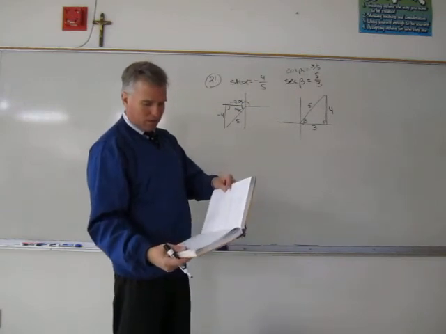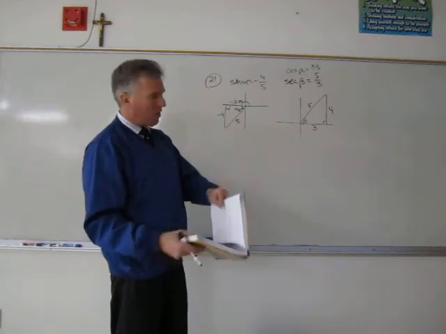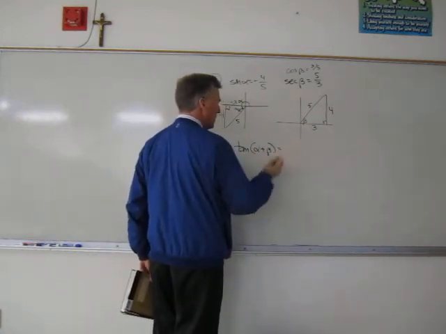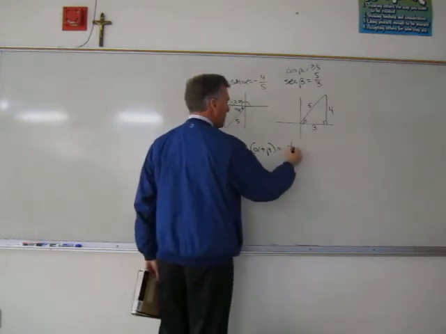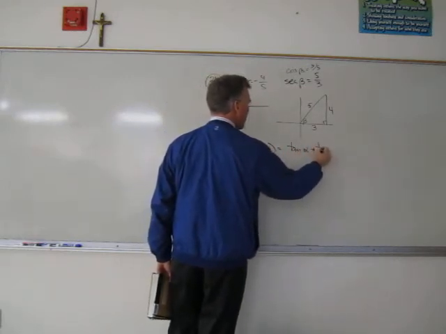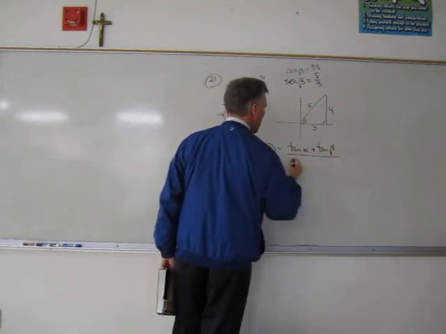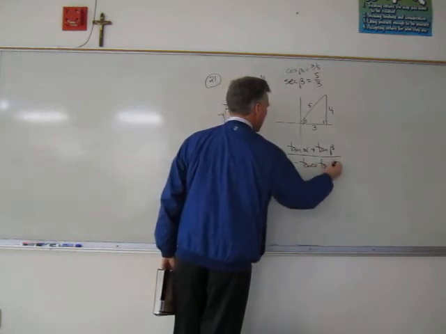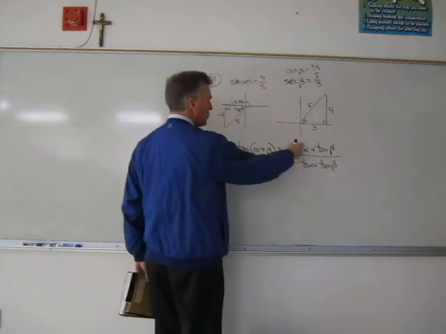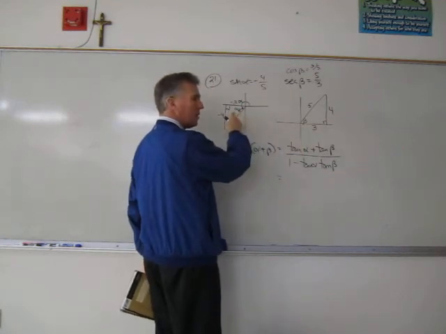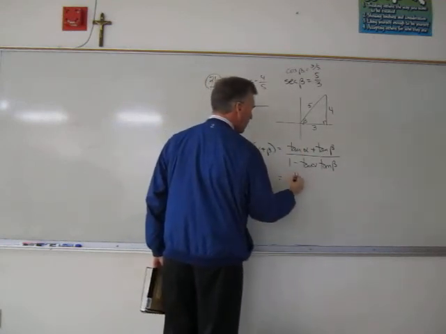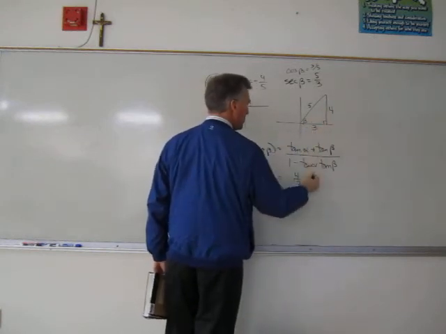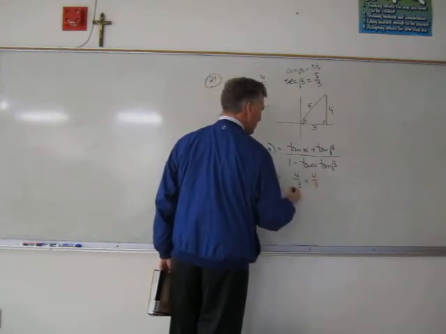So for this one, I'm not going to do all of them, but let's look at tangent of alpha plus beta. So tangent of alpha plus beta. Again, from everything we've derived so far, that's going to be tangent alpha plus tangent beta over 1 minus tangent alpha tangent beta. Now again, trig functions are ratios. So tangent of alpha, I'm going to look at this triangle. Opposite over adjacent gives me 4/3. Tangent of beta, opposite over adjacent, gives me 4/3.